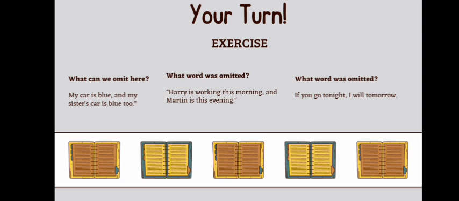We know that the color of my sister's car is blue because it's expressed in the first sentence, and it's not a requirement to say that again. The second sentence: what word was omitted? Harry is working this morning, and Martin is this evening. Alright, the word that was omitted is working. We know that Martin is working as well. It's implicit in the first sentence.